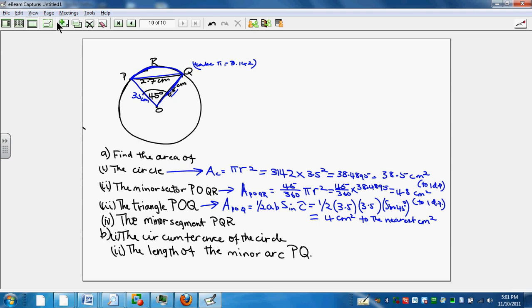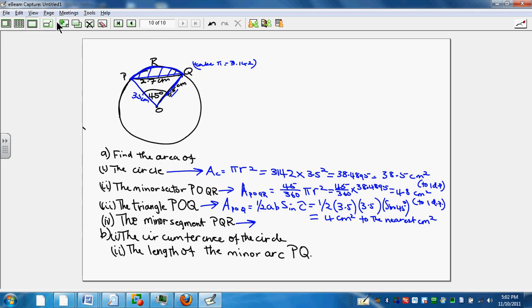The next one was the minor segment, the area of the minor segment PQR. Okay, how do you find the area of the minor segment? Now the minor segment, I'm going to shade it out here now, is this. That's the minor segment. Okay?